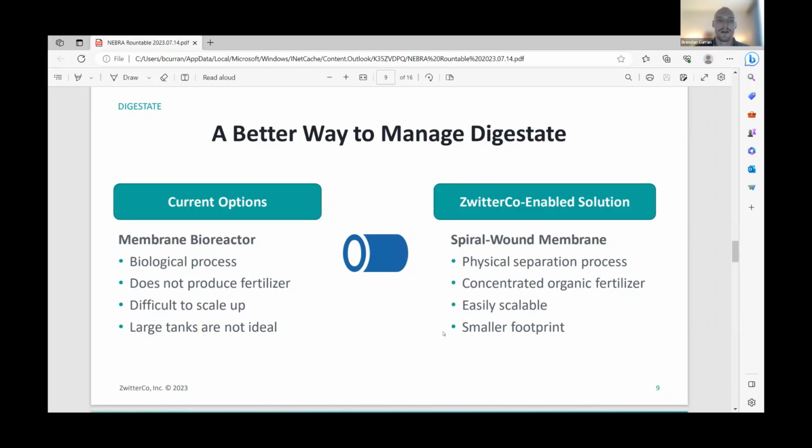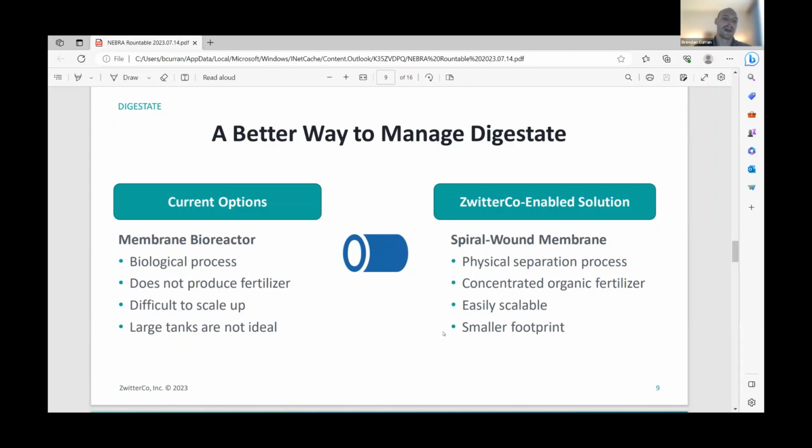NEDRs are difficult to scale up when you put a tank in a space. If the flow rate is going to increase eventually, you have to build another tank or figure out how to make that tank bigger. Membranes are in a modular format, so they're able to be scaled up easily. Once you have a skid, you can put more membranes on that skid when you need to.